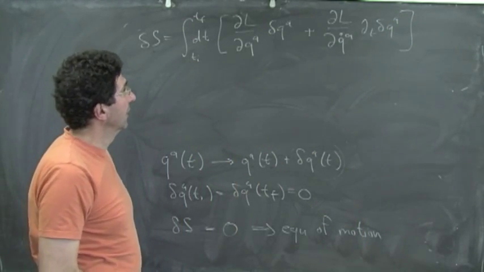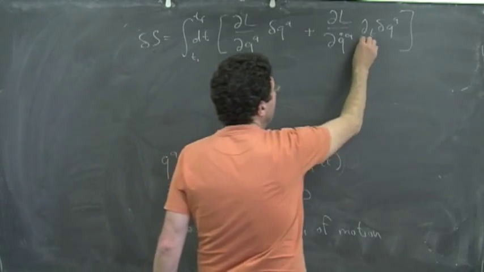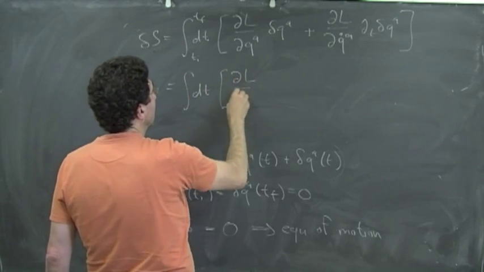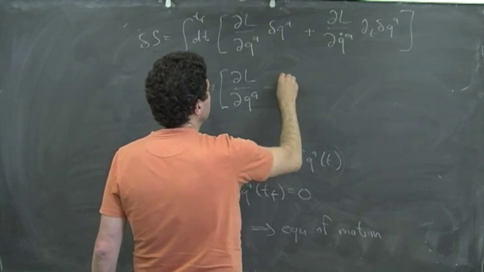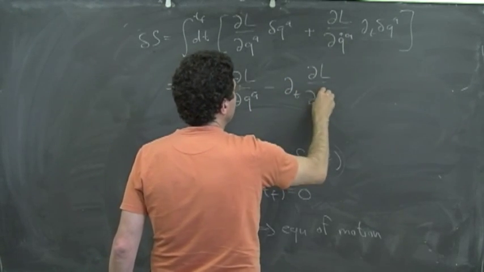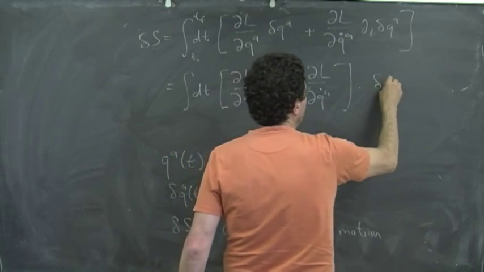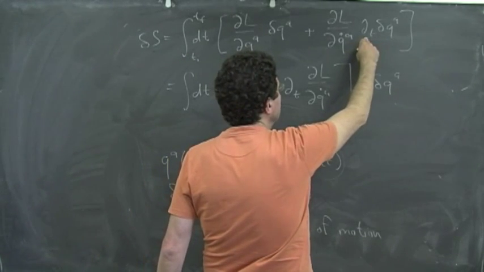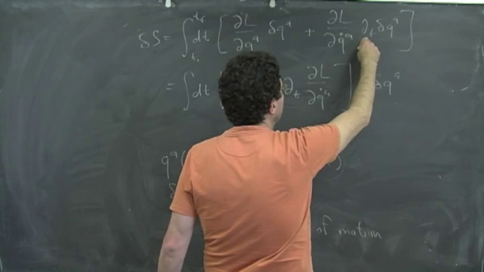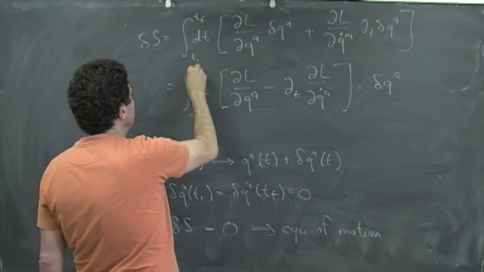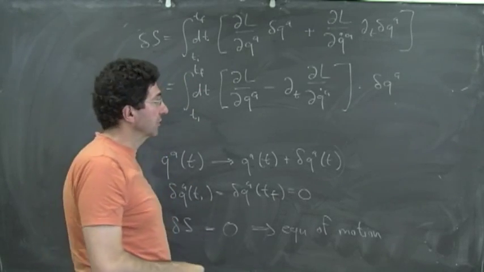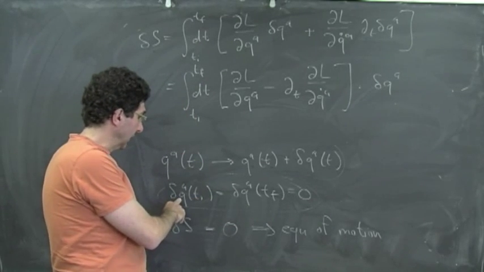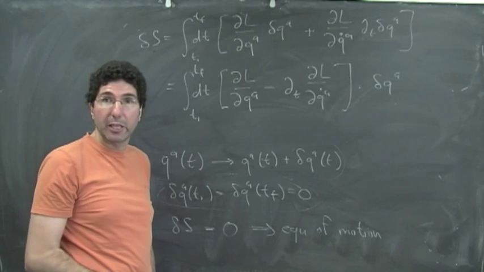Okay? All right? And now what we want to do is integrate this term here by parts, and what we'll get is dt of del L del q_A minus dt of del L del q_A dot, and all of this times delta q_A. Now when we integrate by parts here, we have to check, there's a surface term that we get, which is evaluated at the endpoints, t initial and t final. But it's easy to see that that surface term vanishes because of this condition here, that the variations, these delta q_A's, vanish at the endpoints.